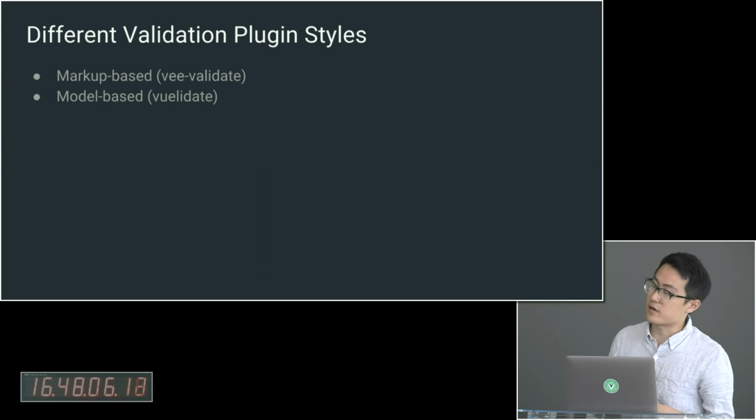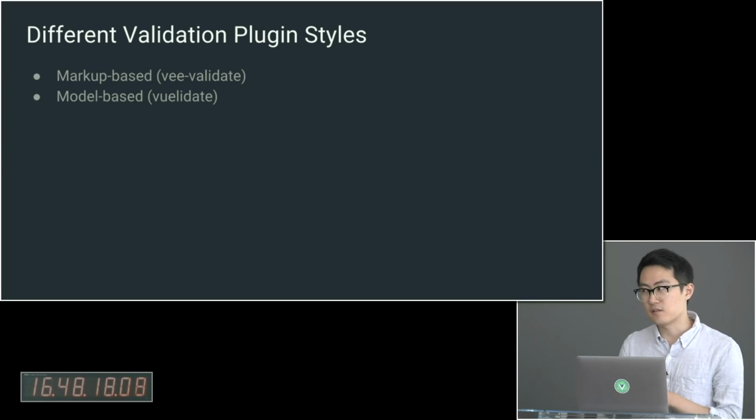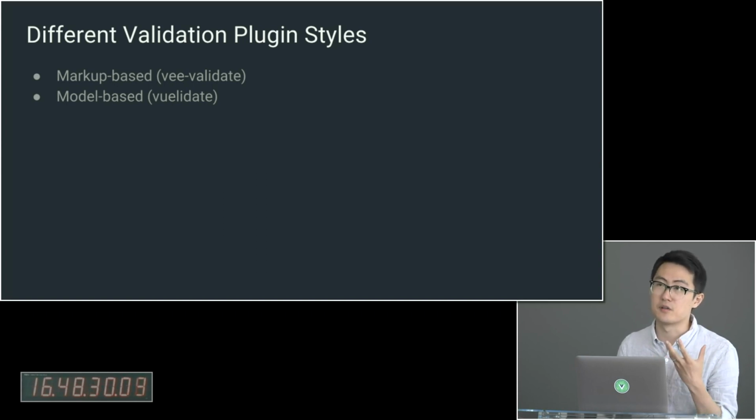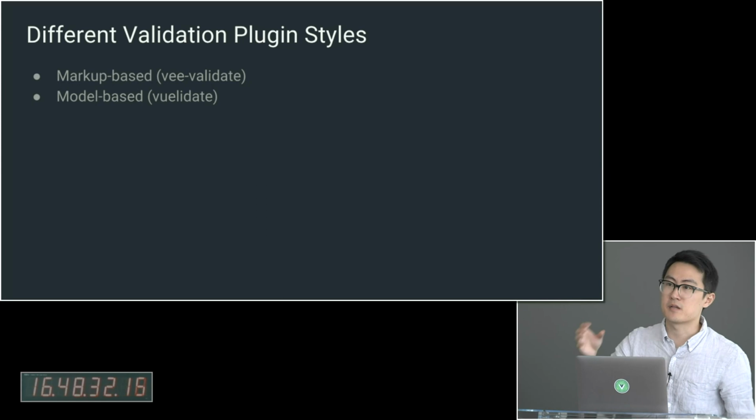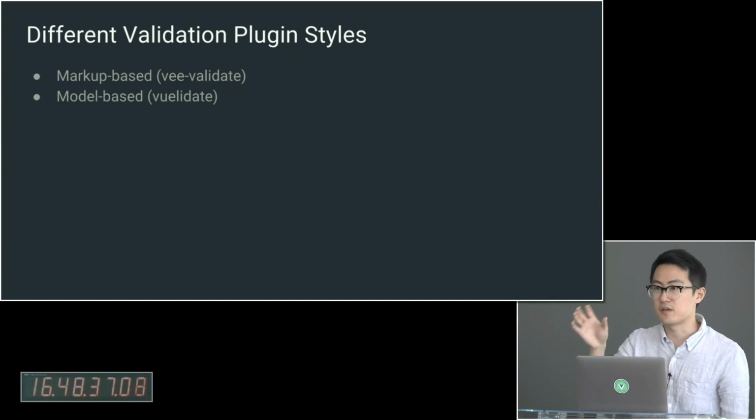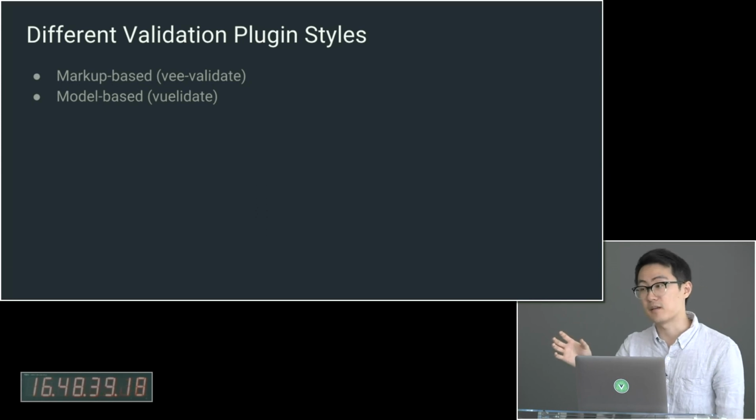The other way to go about it is model-based. Essentially, you declare your validation rules inside JavaScript. The good thing about model-based validation is that your templates will look cleaner. And the other thing is because you're using JavaScript-declared rules, it's easier to implement custom validation rules. If you go the markup-based route, you're essentially relying on the library or the plugin to pre-implement all the validation rules for you so that you can directly reference them in your template using attributes or directives.